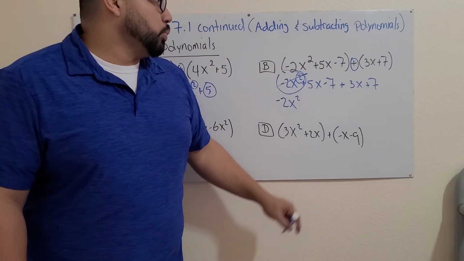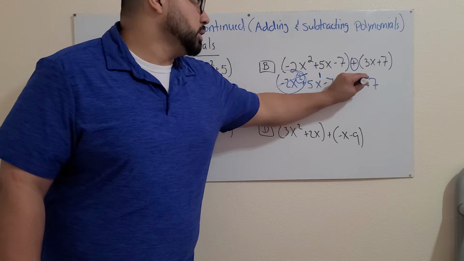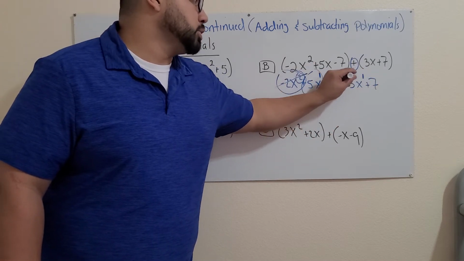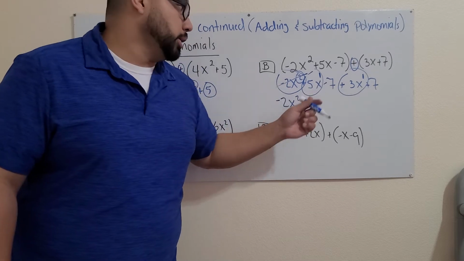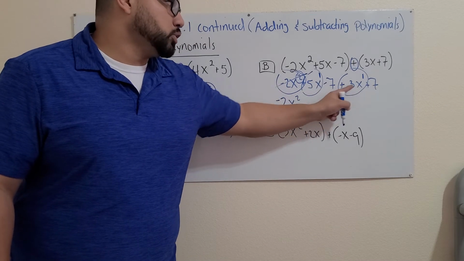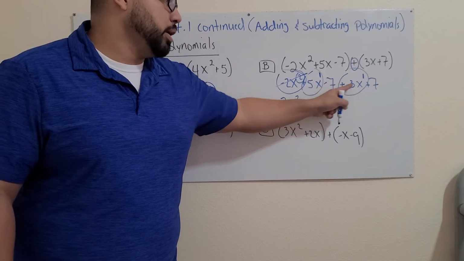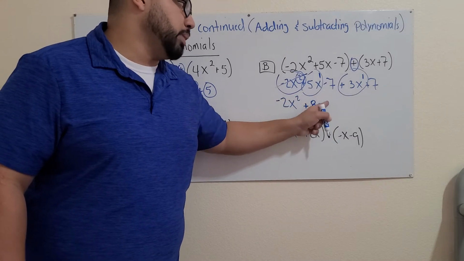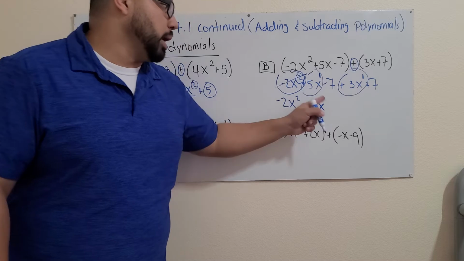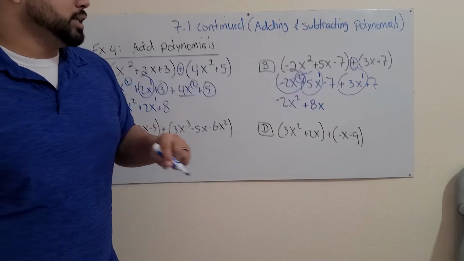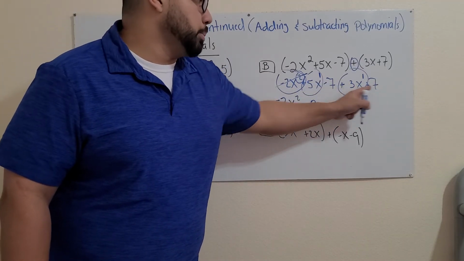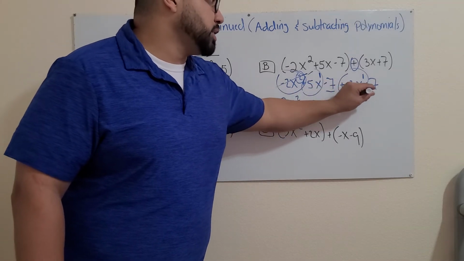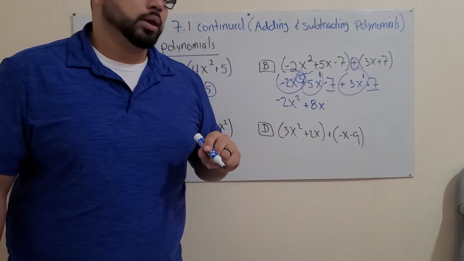The next highest one is this invisible 1 on these x's. Now notice that there's 2 of them. That means we can combine them together, right? They're like terms. They're both positive, so if you add them, it's positive 5 plus 3. That's 8x to the first power. Remember, we don't write 1, so I'm not going to. And then the next highest one is the constant numbers, because they have an exponent of 0. But what happens when you add a negative 7 and a positive 7?